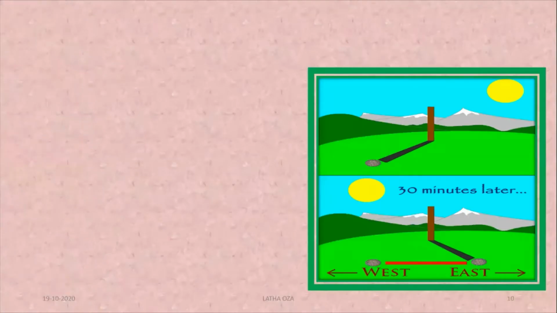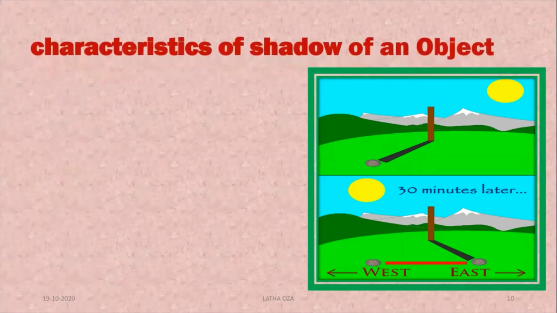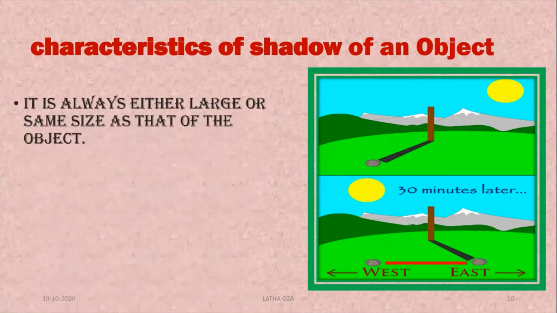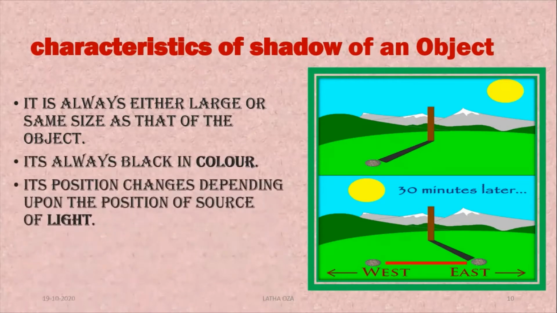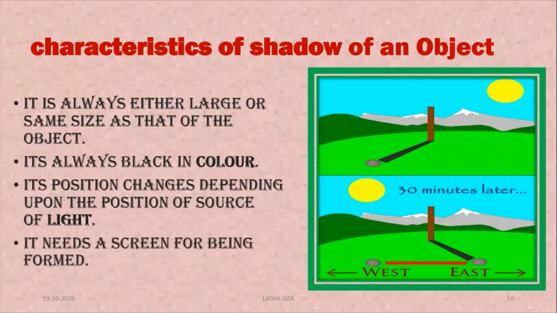Another important part of the chapter is movements of the earth. Before we go to movement of earth, we should know characteristics of shadow. It is always either large or same size as that of the object. It's always black in color. The position changes depending upon the source of light. It needs a screen for being formed.